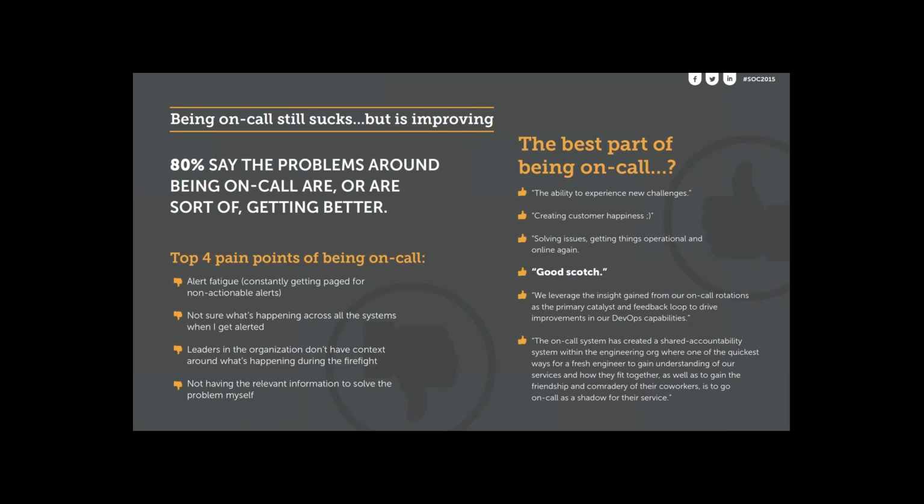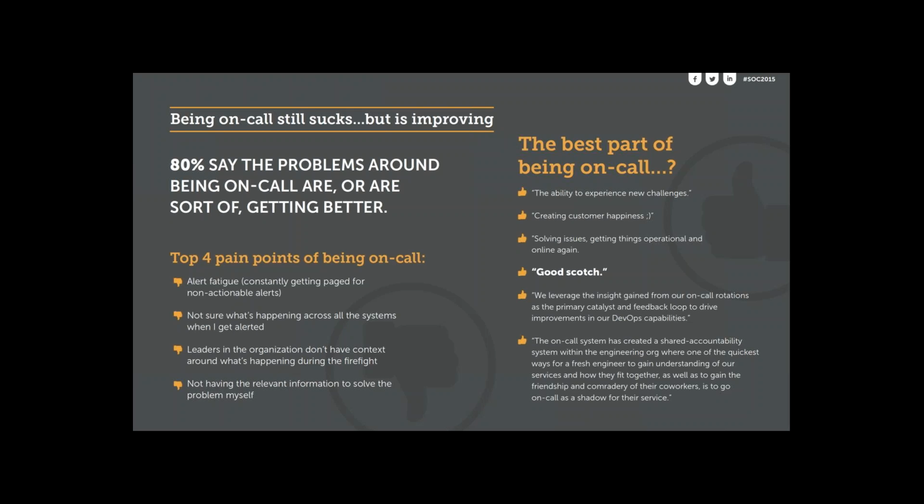The one that I think is especially pertinent to our talk today is the fourth quote on the slide, which says, "We leverage the insight gained from our on-call rotations as the primary catalyst and feedback loop to drive improvement in our DevOps capabilities." I mean, that's everyone's hope, right, that you're getting better after each outage, that you're learning things, that you're improving your process.